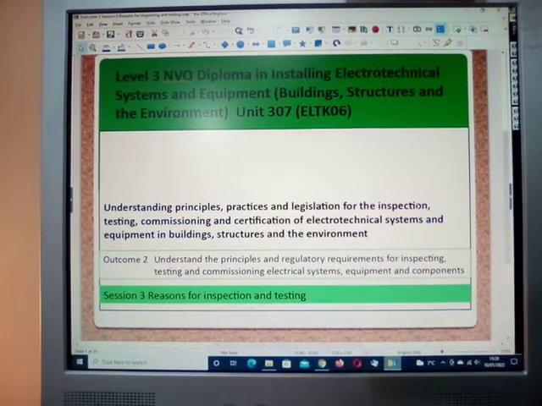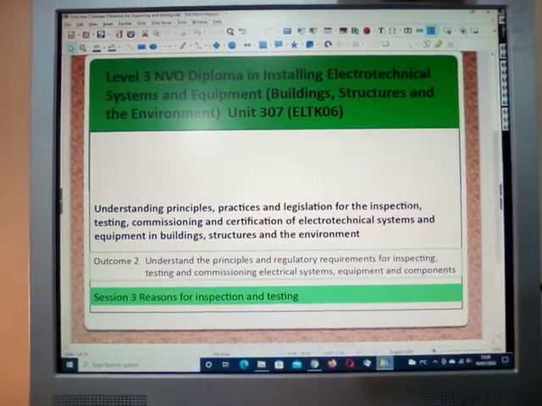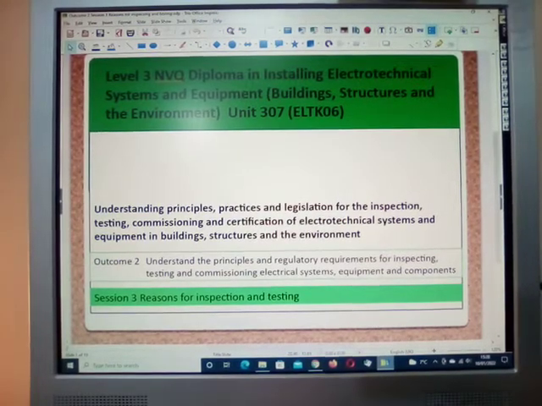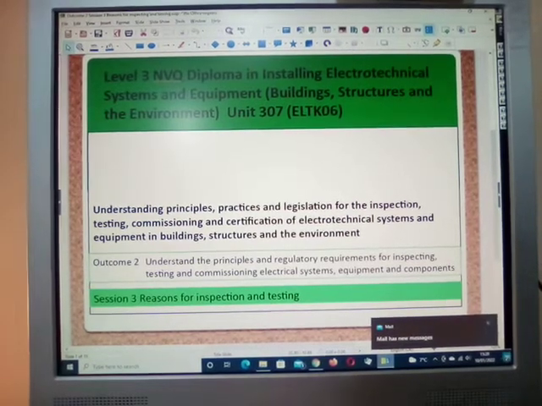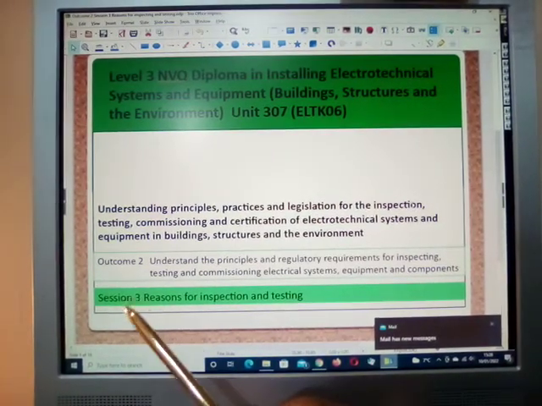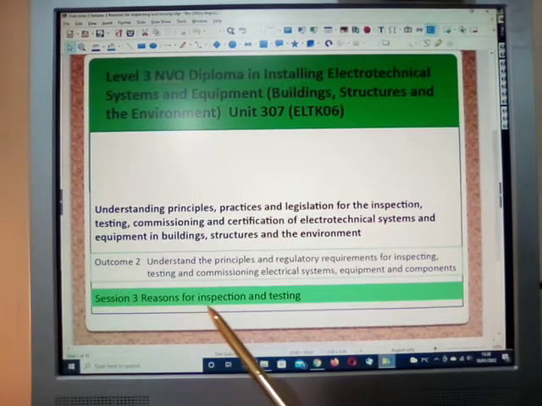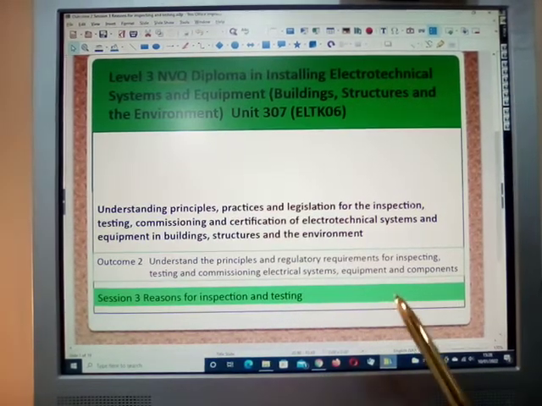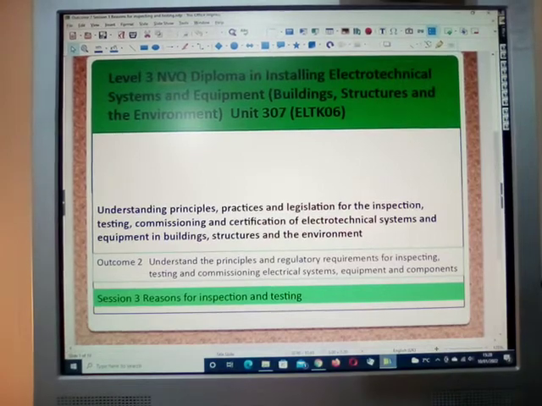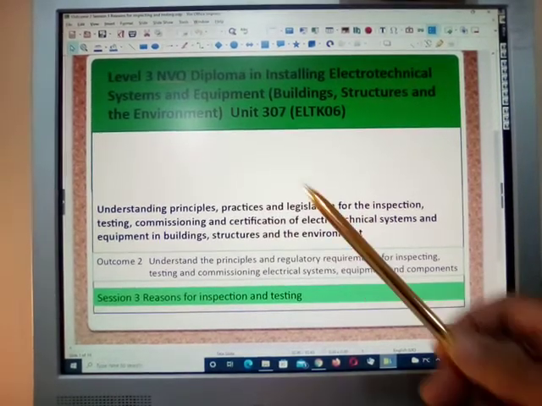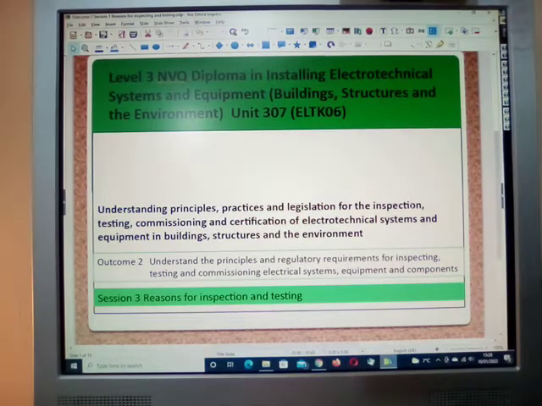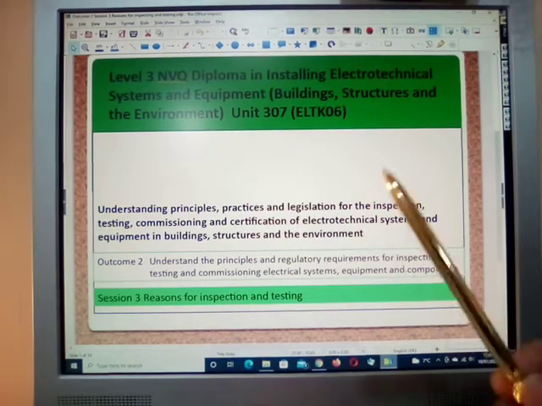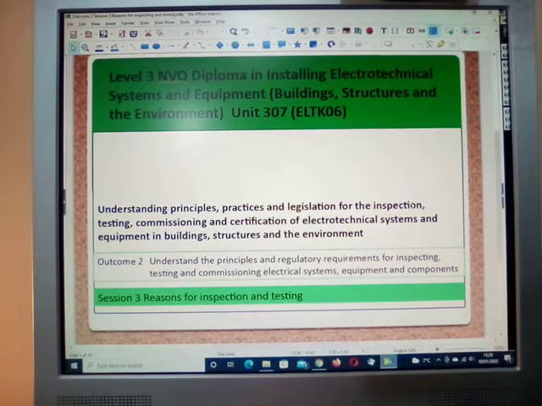Okay, welcome back. What I want to continue with is looking at Unit 307, reasons for inspection and testing. We're looking at Section 3, reasons for inspection and testing. Again, we're looking at Unit 307, and we'll carry on from that point.